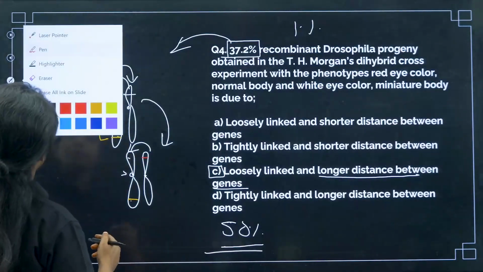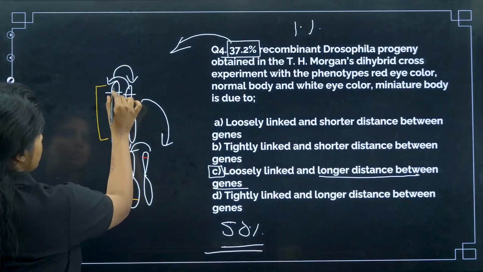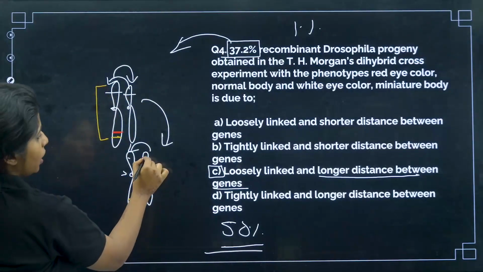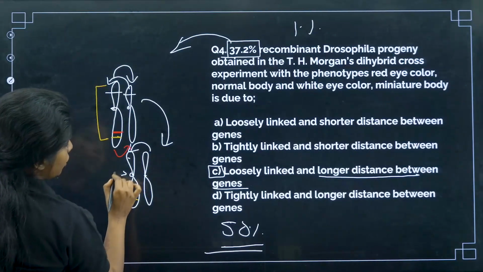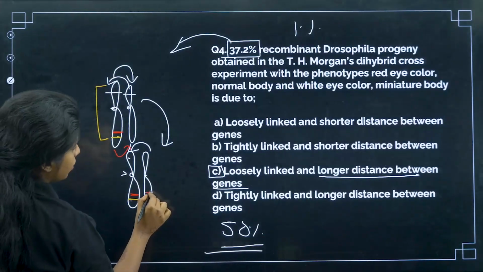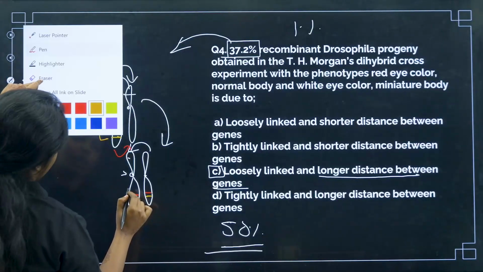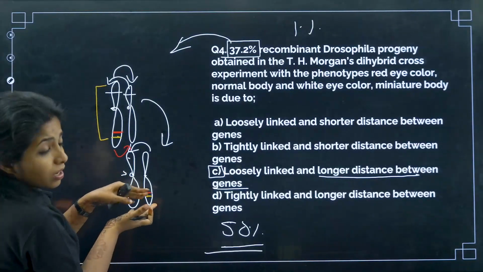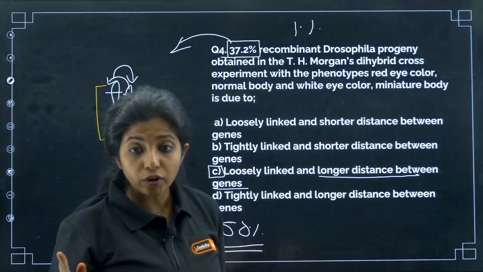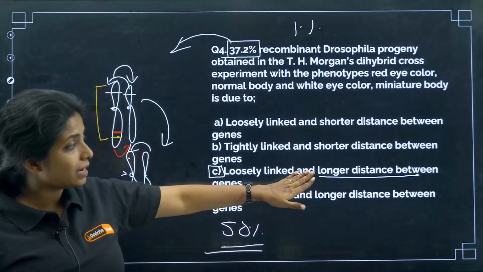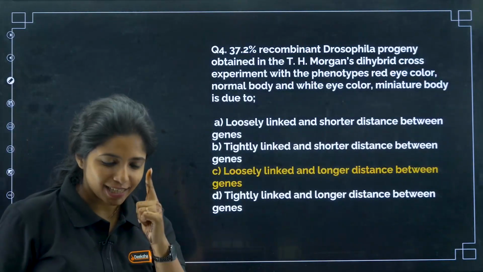Suppose this guy was here, my dear children. Whatever you do over there, it will be like that. And suppose you cut this portion and put it over here, both of these genes would be coming over here, and here I won't have anything because they are very closely linked. That means the recombination rate will be really less. So if you want more recombination, it should be loosely linked and longer distances should be present between the genes. Got it?